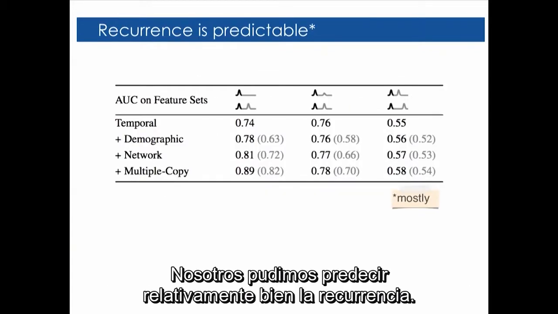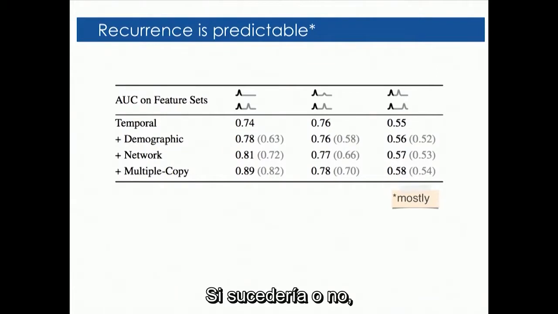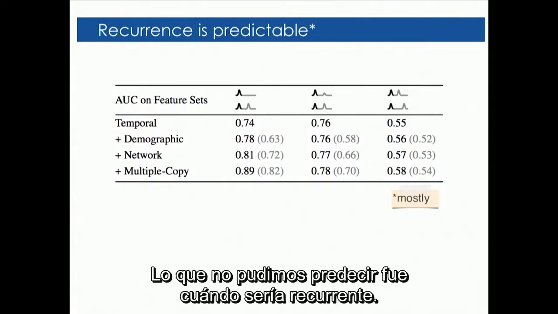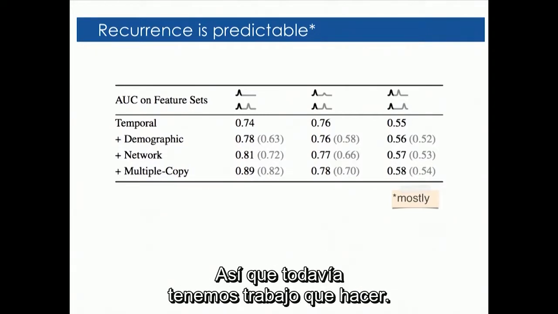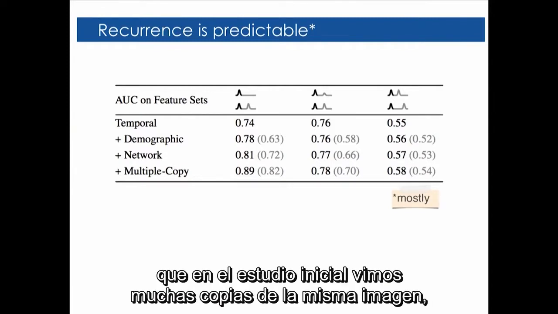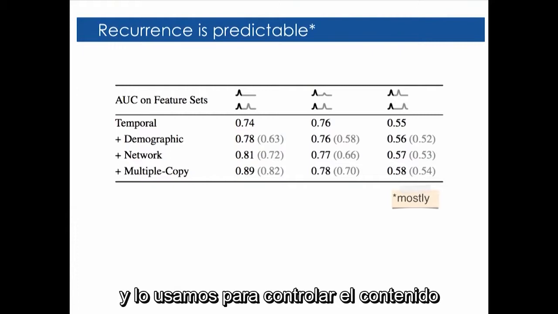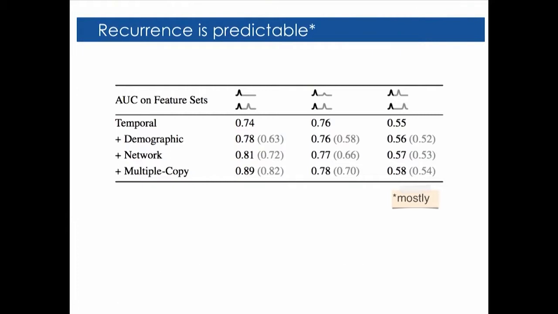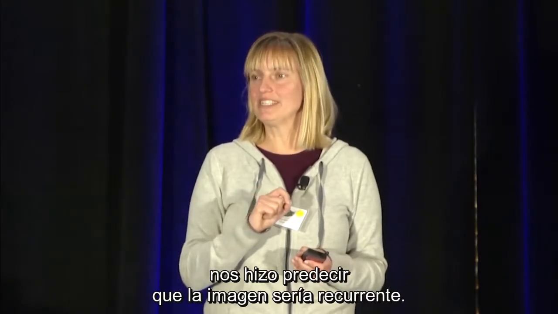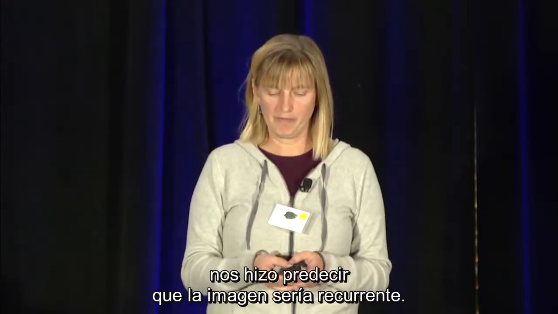So we actually could relatively well predict the recurrence, whether it will happen or not, whether that second peak is going to be of similar size or smaller. The thing that we could not predict was when it was going to recur. So there's still work to be done. And interestingly, another thing that in the initial study, we looked at multiple copies of the same image, and we used it as a control to control for the content and look at other features and try to predict the cascade. But here, the fact that there are multiple copies in and of itself was predictive of whether the image would recur.